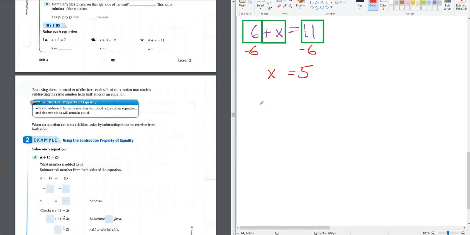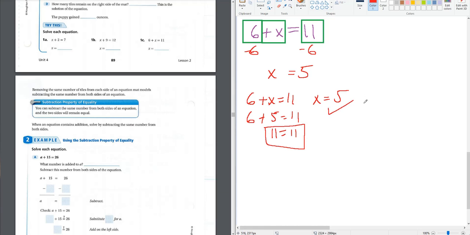Now let's check. 6 plus x equals 11, where x equals 5. So I'm going to plug in my 5 here. So 6 plus 5 equals 11. 6 plus 5 is 11. So 11 equals 11. Awesome. That means that this is a correct solution.